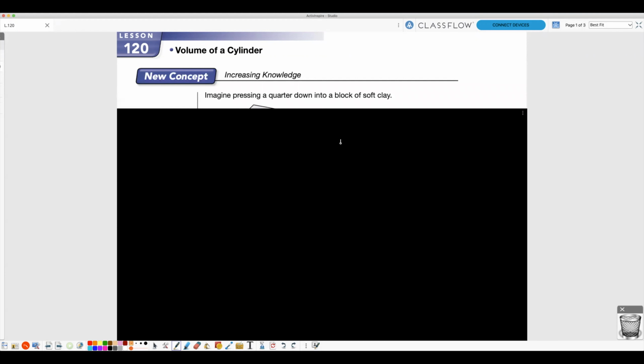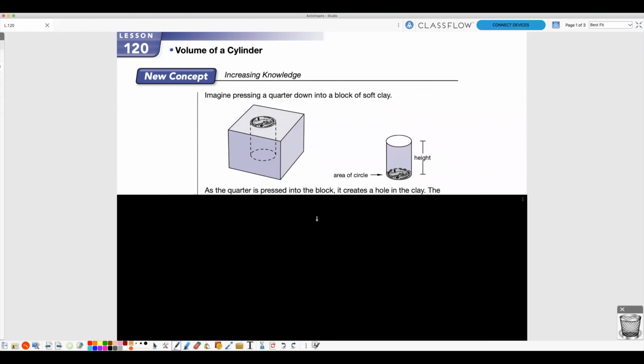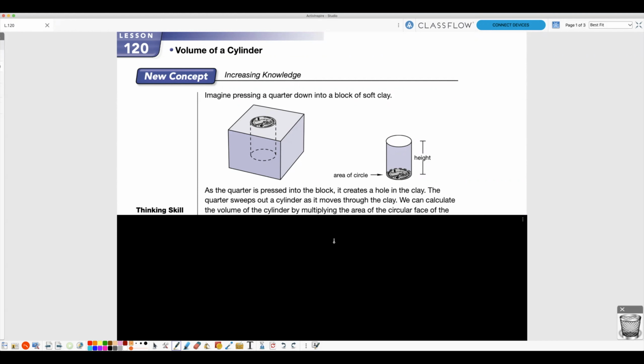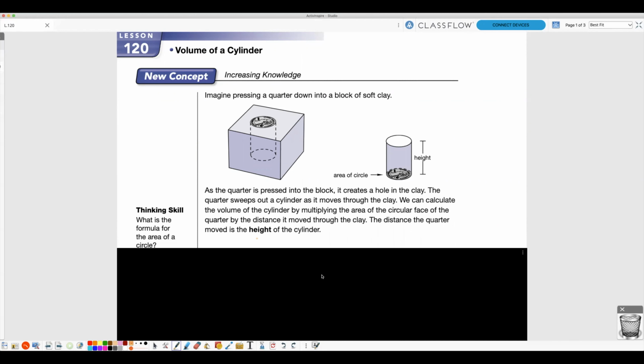Imagine pressing a quarter down into a block of soft clay. As the quarter is pressed into the block, it creates a hole in the clay. The quarter sweeps out a cylinder as it moves through the clay. We can calculate the volume of the cylinder by multiplying the area of the circular face of the quarter by the distance it moved through the clay. The distance the quarter moved is the height of the cylinder.